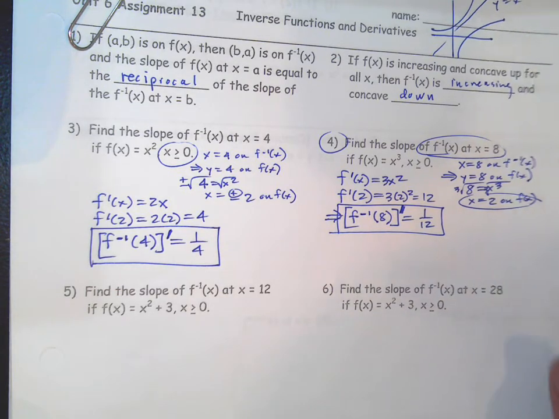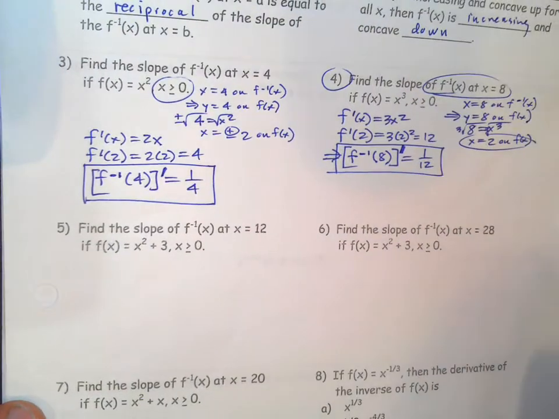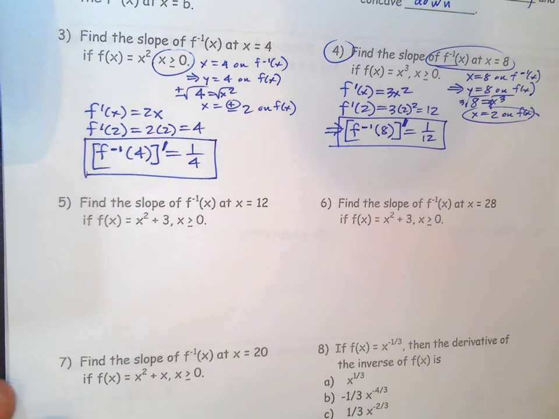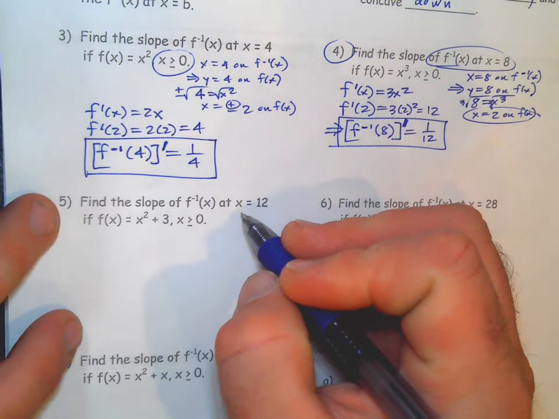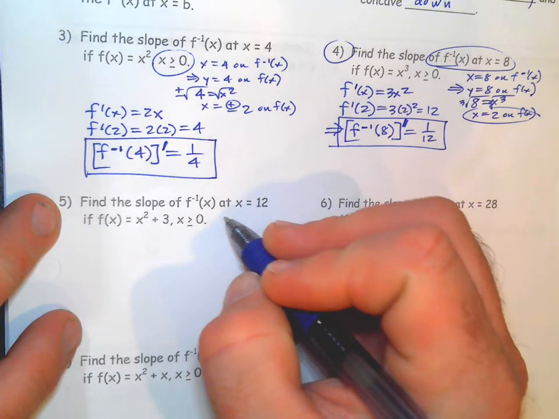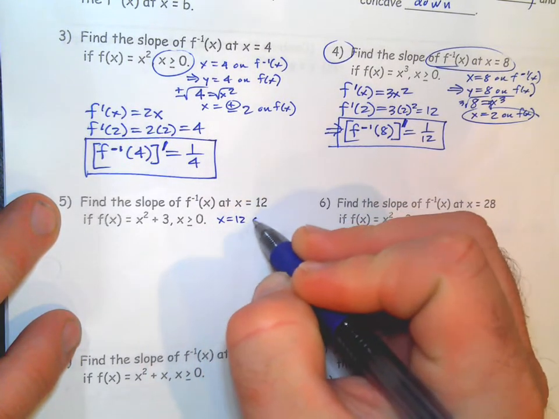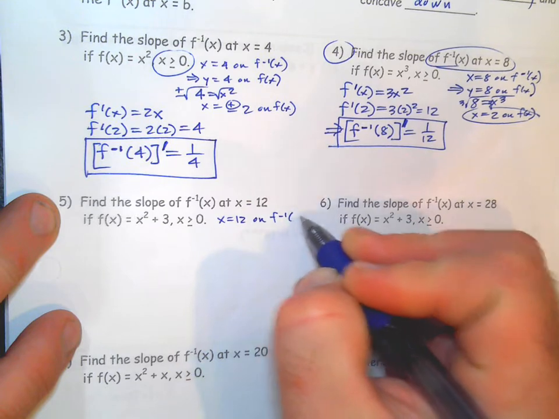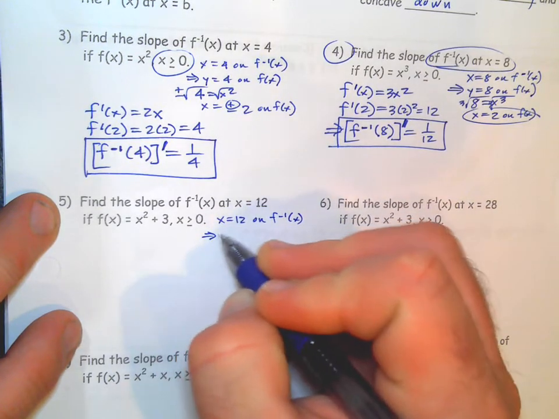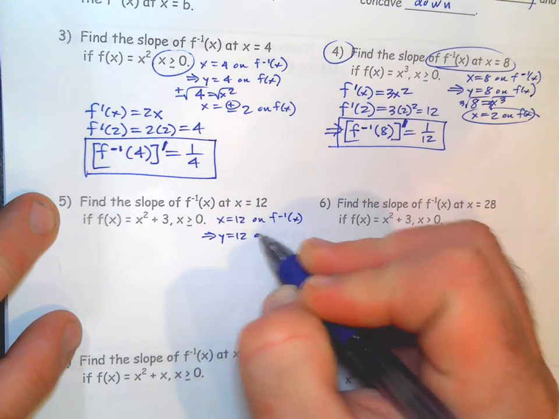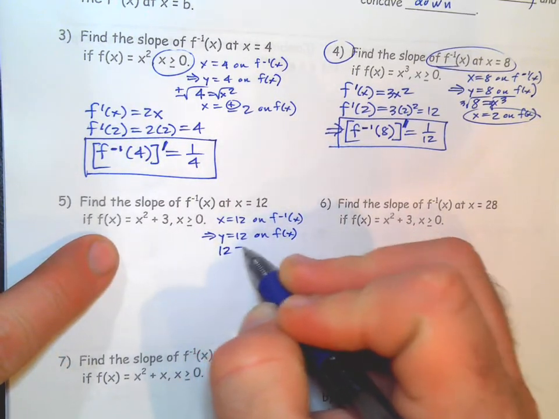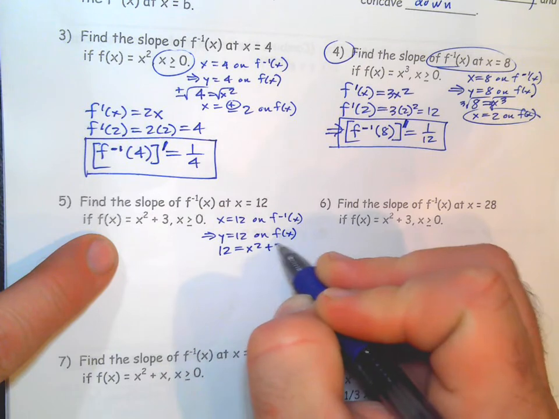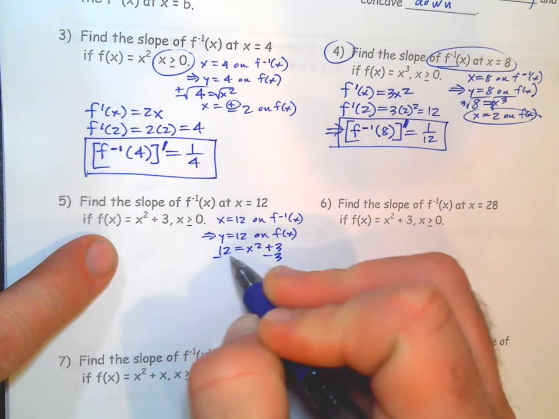We did number 4 in class together, or in my last lesson. There's the work if you need it. Number 5. So x equals 12 is on the inverse function, which means that y equals 12 is on the original function, which means if I plug 12 in for y on the original function, I can find the x on the original function.